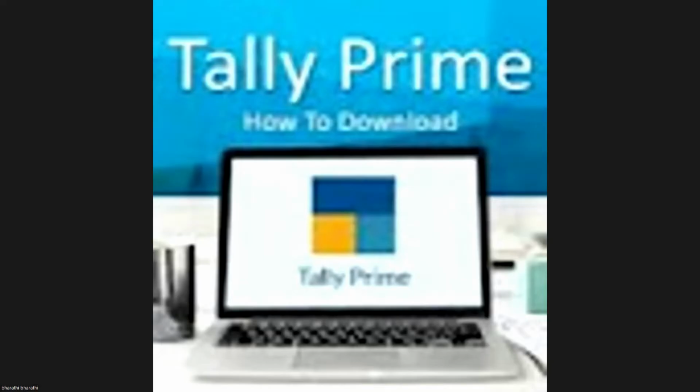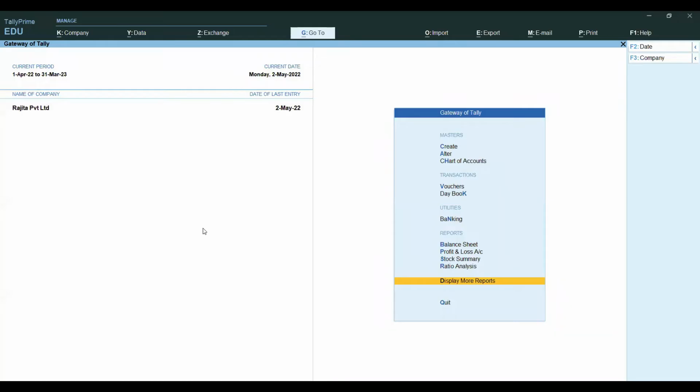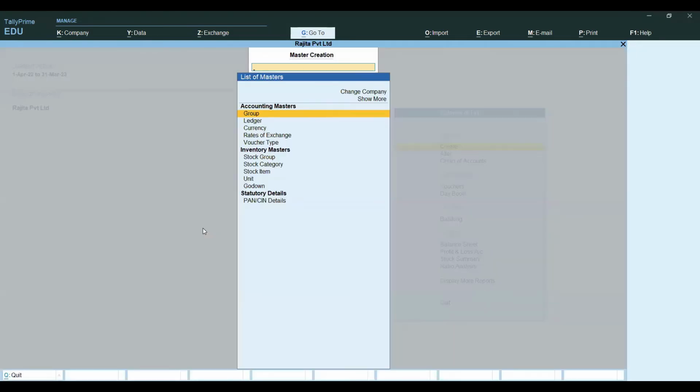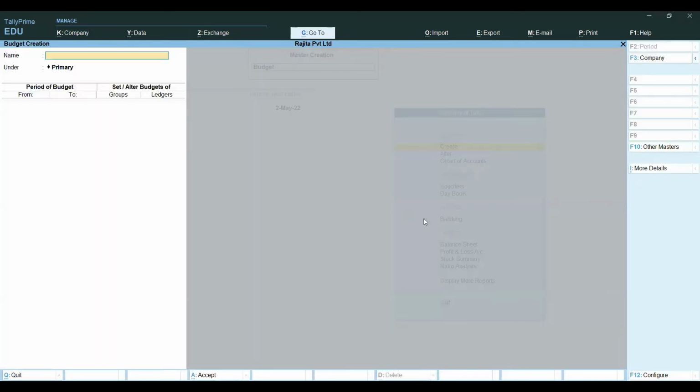What screen have I shared with you? Okay, ma'am. First of all we want to create a budget. We have already created a company, no? Directly you can go to Create here. You can select it, Create. The budget is not showing here, no? You can press the Show More option here. Once we press Show More, it shows Budget, no? You can select it and press Enter.